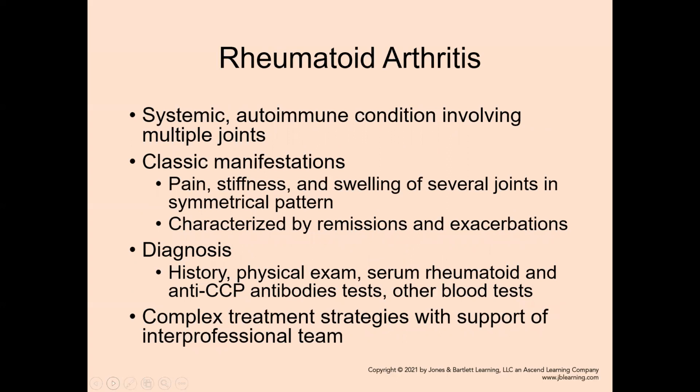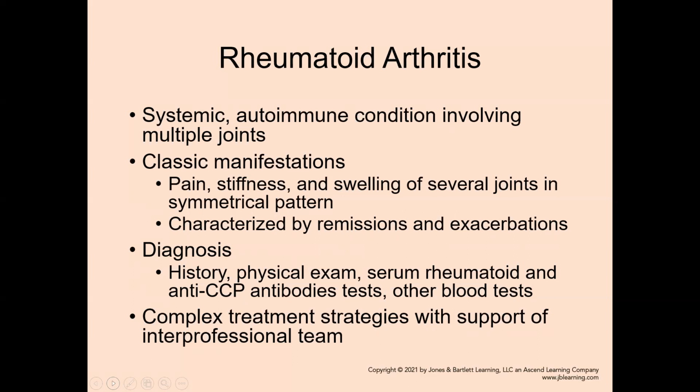Rheumatoid arthritis is a systemic autoimmune condition involving multiple joints. Its classic manifestations include pain, stiffness, and swelling of several joints in a symmetrical pattern. It has characteristics of remission and exacerbation, so it kind of goes back and forth. Diagnosis is made by history and physical exam, serum rheumatoid factors, and anti-CCP antibodies. Those are rheumatoid factors, and other blood tests.